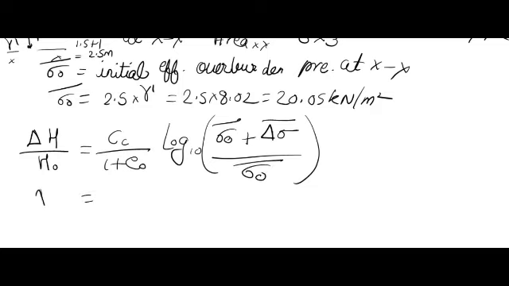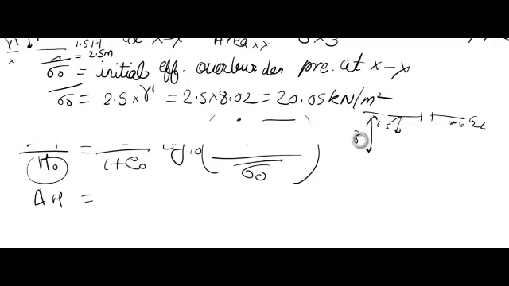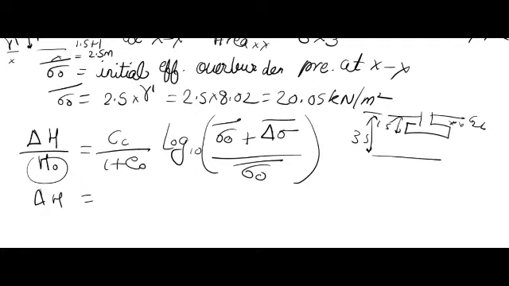So we can find delta H equal to, now what is H0? H0 is the thickness of the foundation soil layer. If this is the ground level, this is 1.5, and this is given as 3.5, so this much is 2.0 meters. So this was H0, which we have already calculated.